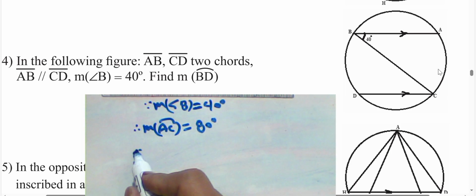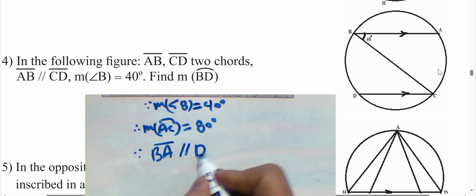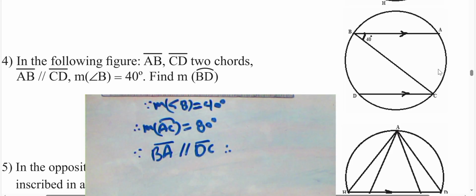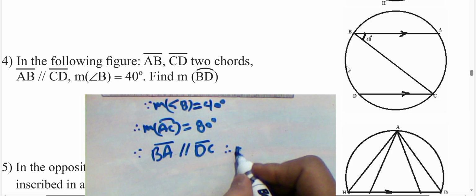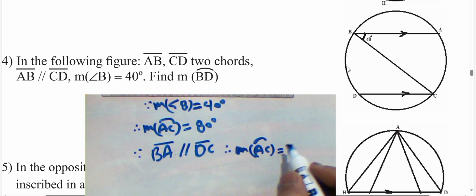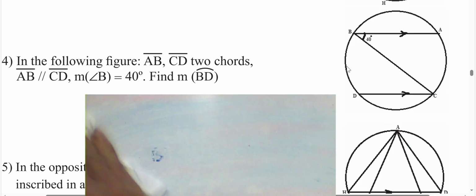Okay, and also we have two parallel chords. BA was parallel to DC. Then, since they are parallel, the measure of arc EC equals the measure of arc BD. Each one of them equals 80 degrees. Understood? Next question.